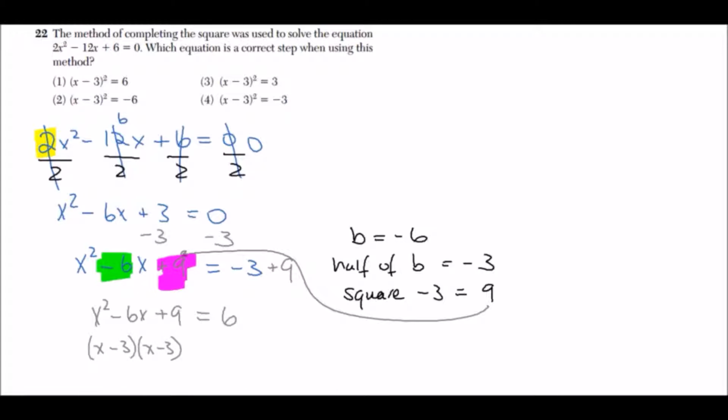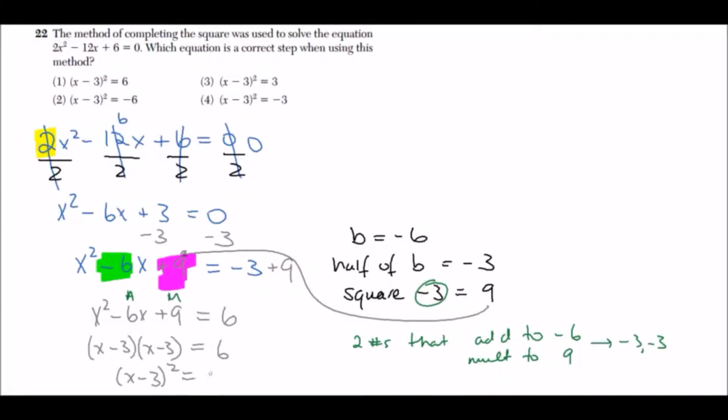If you don't catch on to the fact that it has to be half of the b term, that is the negative 3, you can just do add and multiply here. Find two numbers that add to negative 6 and multiply to positive 9, which would be negative 3 and negative 3, which of course again is by design. That's the number that we've created there. Equals 6, and we get x minus 3 squared is equal to 6.